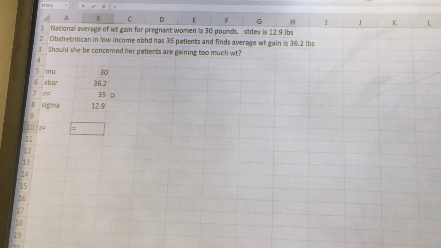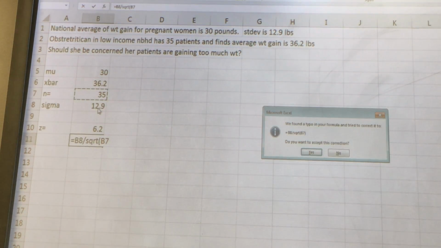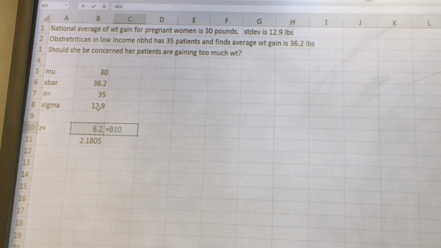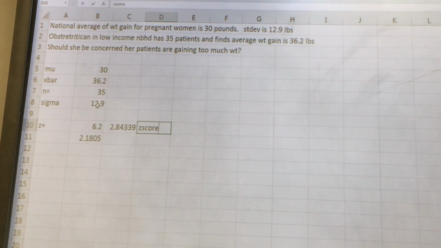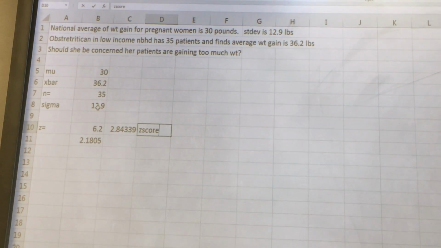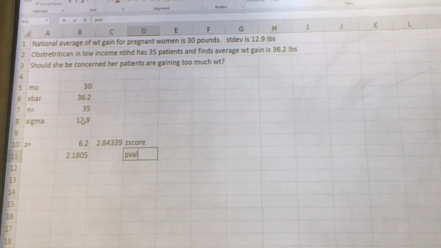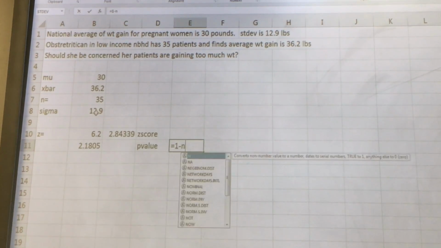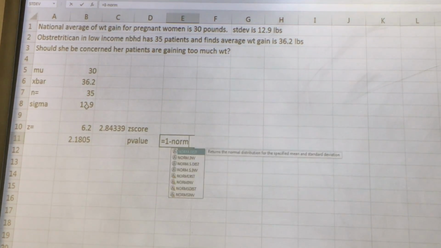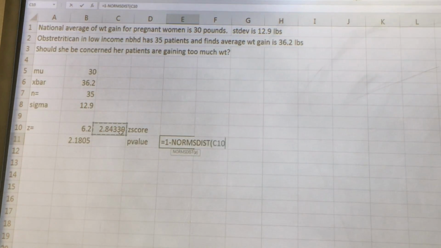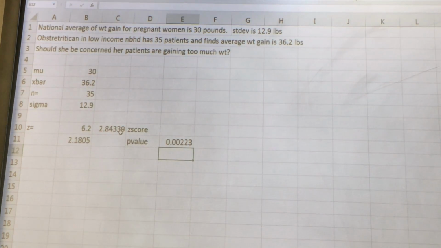Okay, so I'm going to use my z-score. It's going to equal my x bar minus my mean. I'm going to take the standard deviation and divide that by the square root of my n. That's going to give me this divided by that. That's my z-score, okay? So essentially I've said these women are 2.84 standard deviations away from my mean. My p-value is going to be 1 minus my NORM.S.DIST, like that. And it says that only happens about 0.2% of the time.